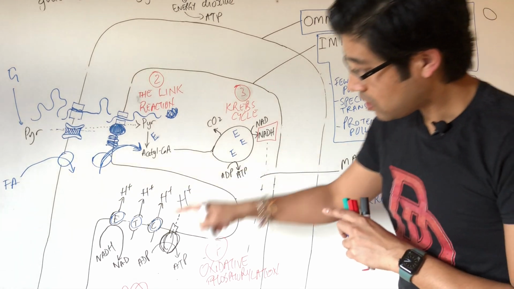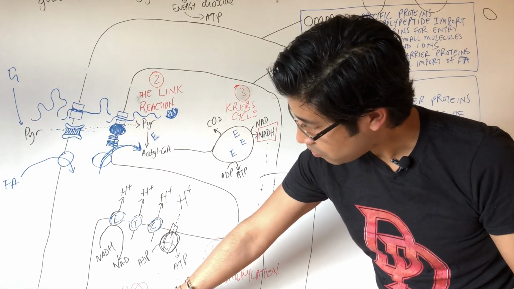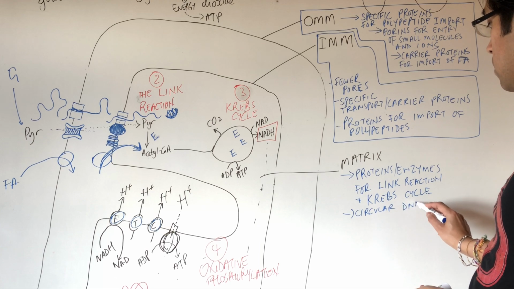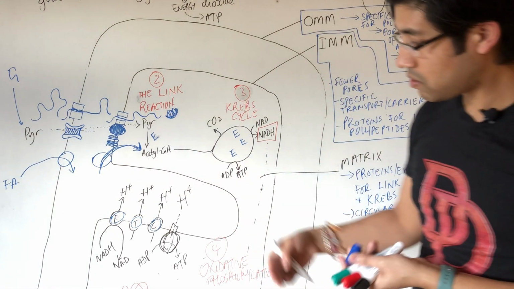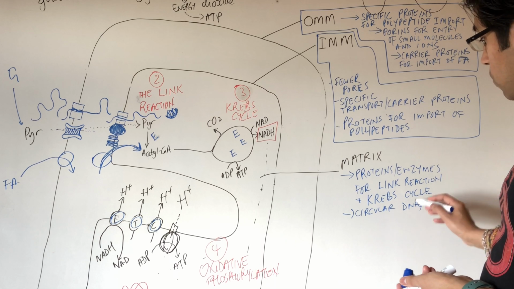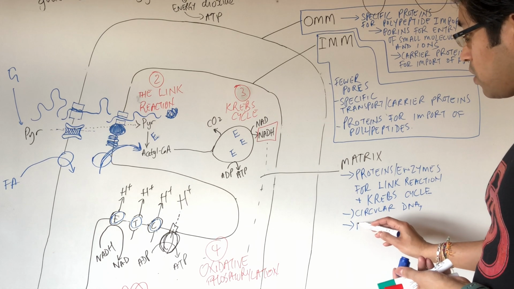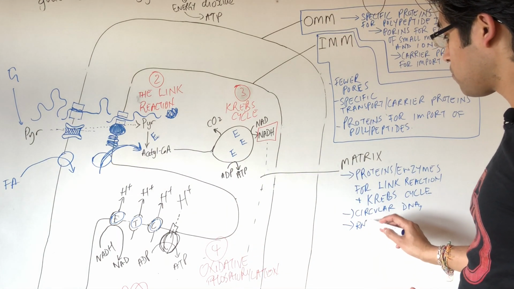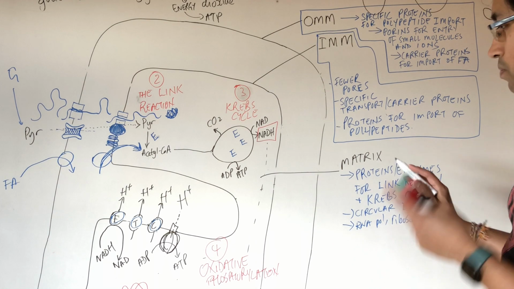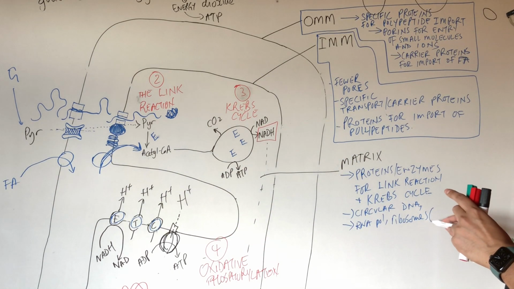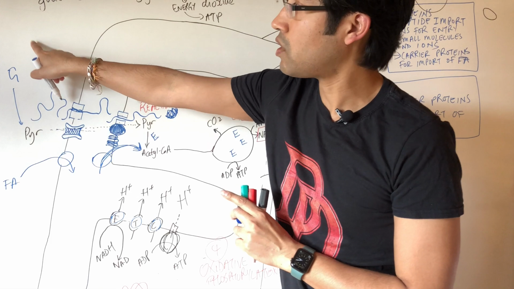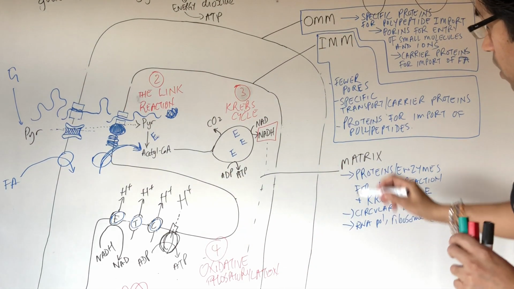Second is that the matrix is the location of the circular DNA. So it contains the circular DNA. Okay, that's going to have some mitochondrial genes. As well as the circular DNA, there's also going to be other enzymes needed to express those genes. Things like RNA polymerase, things like ribosomes. Okay, a special note on the ribosomes, however, they are the prokaryote style ribosomes, so slightly smaller than the eukaryotic ribosomes that might exist in the cytoplasm. So just something to bear in mind there. Okay, so that's our matrix.